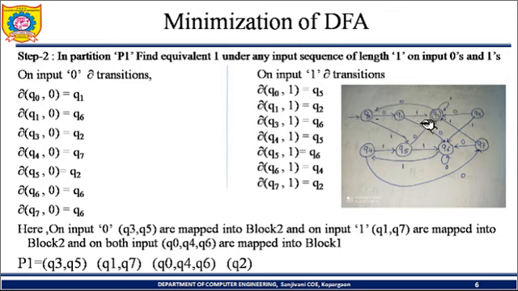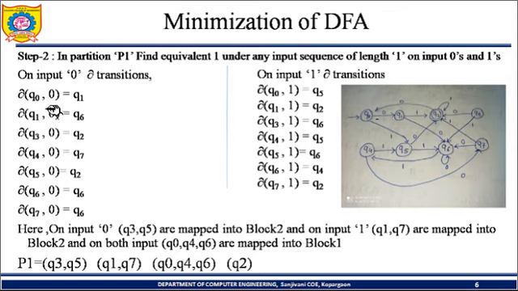Q3 after accepting 1 as input it will be in Q6. Like this Q4 on 1, Q4 after accepting 1 goes to Q5, Q5 after accepting 1 goes to Q6, Q6 after accepting 1 as an input it will be in, you can see here, Q4, and Q7 after accepting 1 as input it is in Q2. So here we have found out the transition on input 0 as well as the delta transition on input 1.